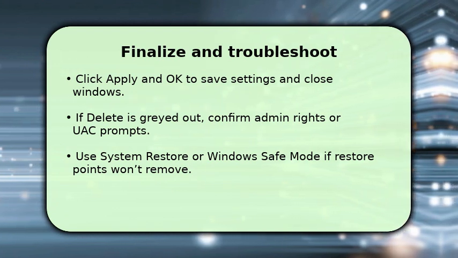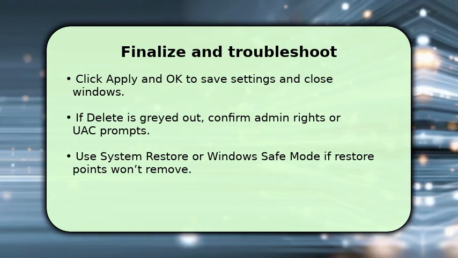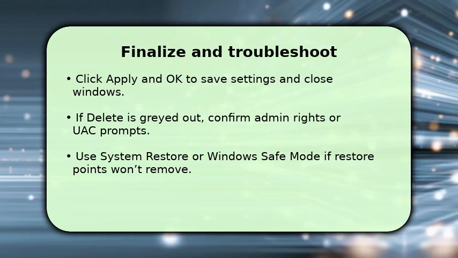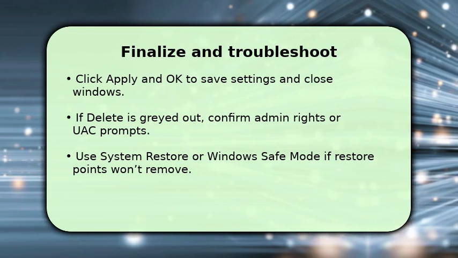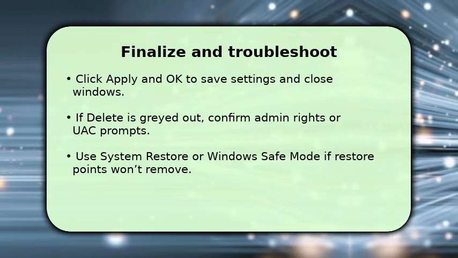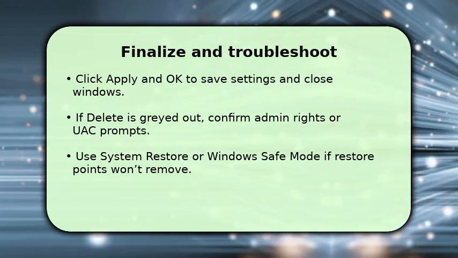If Delete is grayed out, make sure you ran System Properties as an administrator and accepted any UAC prompts. Reopening as admin usually fixes that. Once done, you can create a fresh restore point from the System Protection tab.